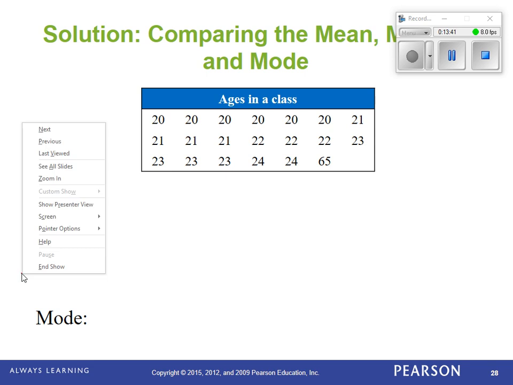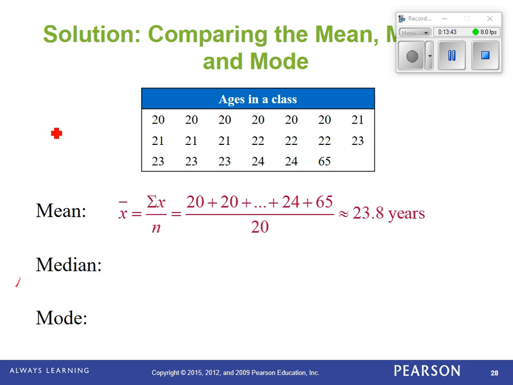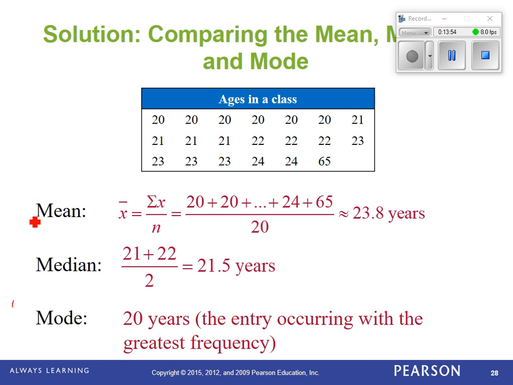So if we do this, we find the mean. We add them all up. The mean's about 23.8, almost 24 years. The median, 21.5. The mode, the one that occurs the most, is 20. Which one of those would best represent this set of data? We just said it. Which one?